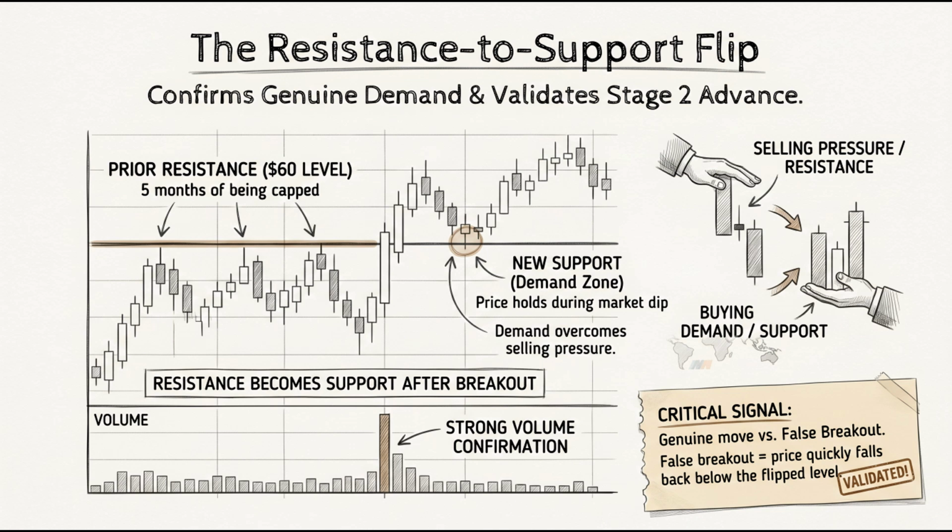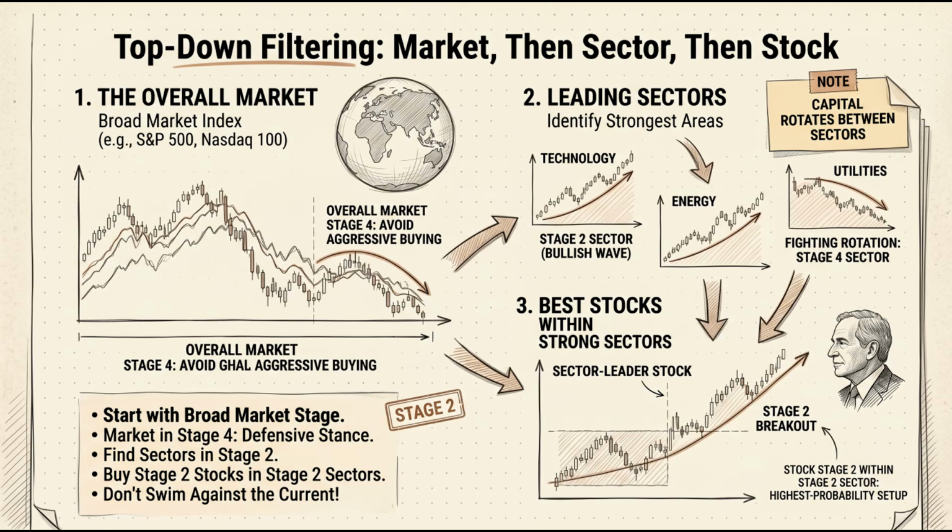If price breaks above resistance but quickly falls back below it, the breakout is false and risk increases sharply. Weinstein's method demands a top-down approach. Step 1.